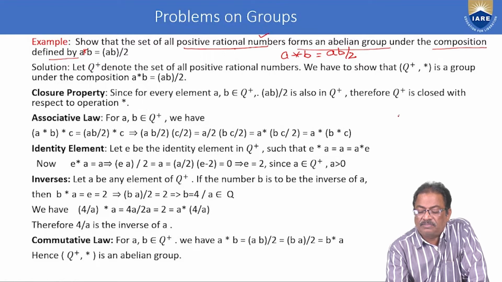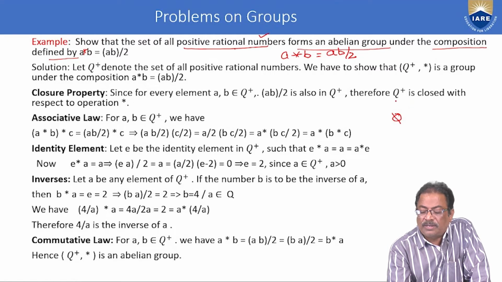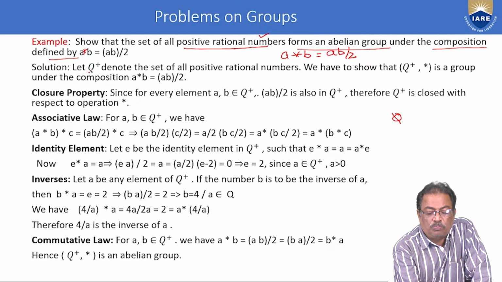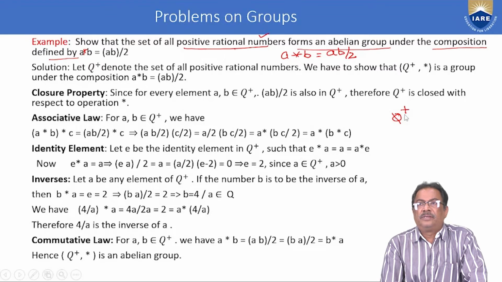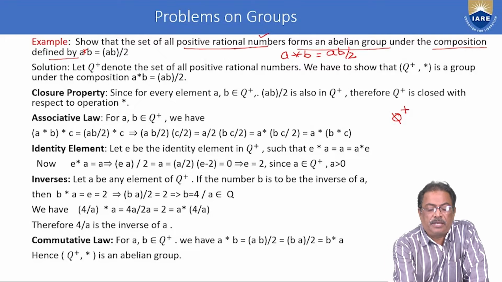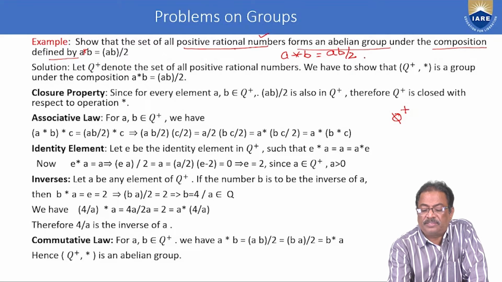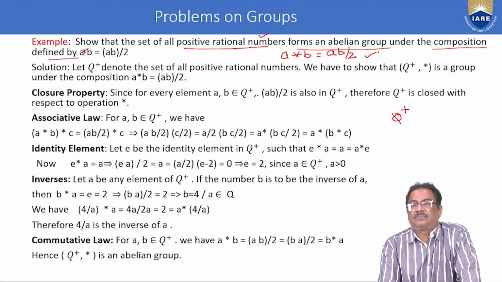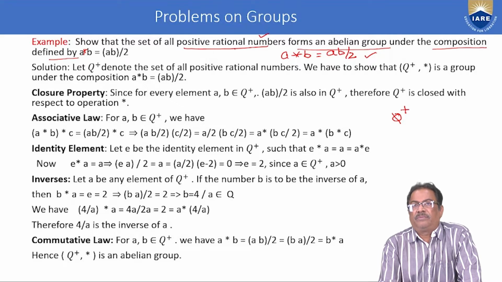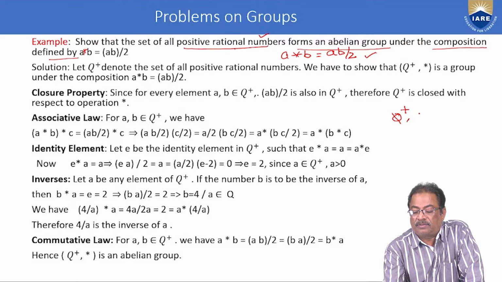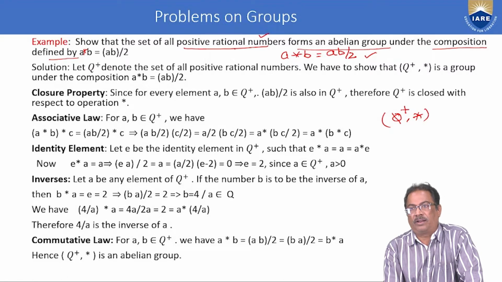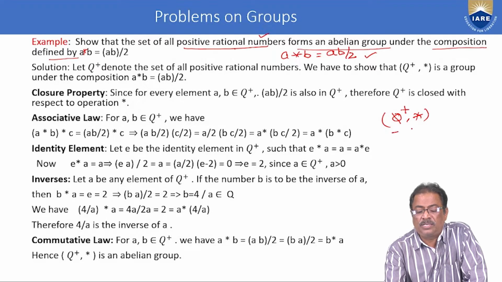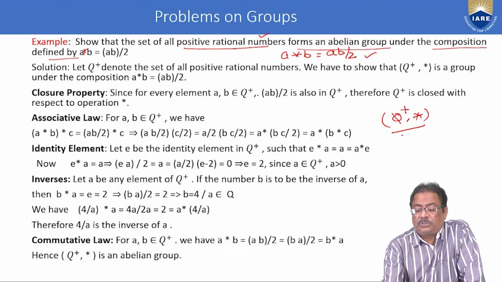Here the given set is the positive rational numbers, so we are taking it as Q plus, which denotes the positive rational numbers. And of course, star is the binary operation defined like this, and we have to verify whether it is a group or not. If it is a group, then we have to verify whether it is an abelian group or not. So here, the set of positive rational numbers.